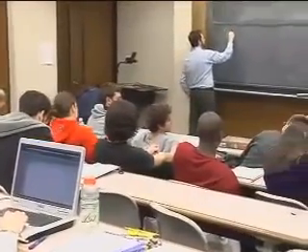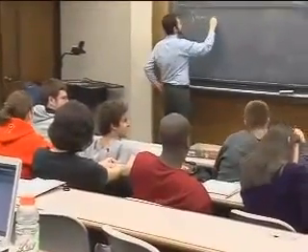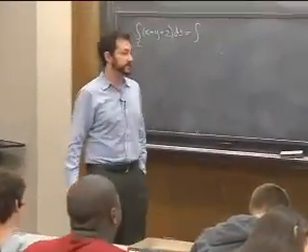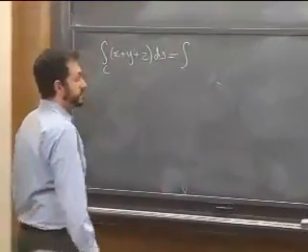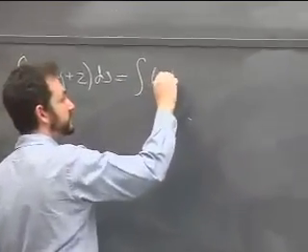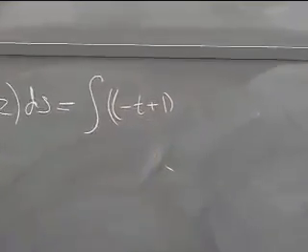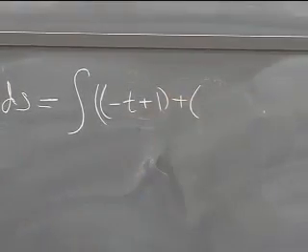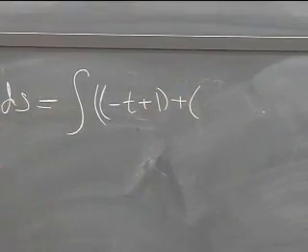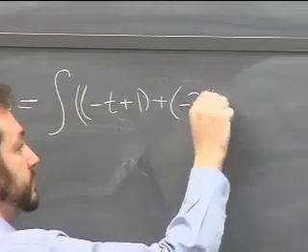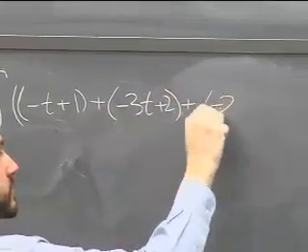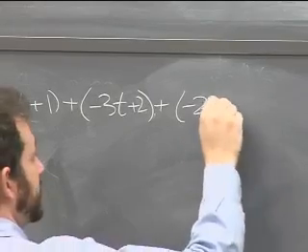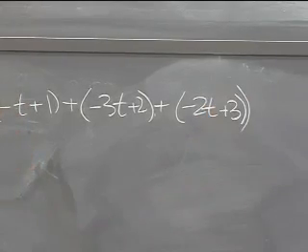Integral x plus y plus z ds over c is equal to. So I'm just going to have to copy it again. It's minus t plus 1. That's the x. Of course, this could have been x squared, and I would have squared this quantity. It just happens to be x in this example. Then I have minus 3t plus 2. And minus 2t plus, was it 1? 3.